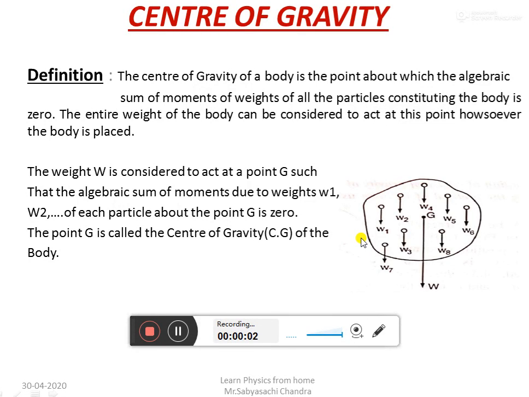Today we will learn about center of gravity and uniform circular motion. This is the last part of the first chapter, force. We will cover this portion today. It's quite easy, so let's start. First we will learn what the center of gravity is. This is a very important topic.